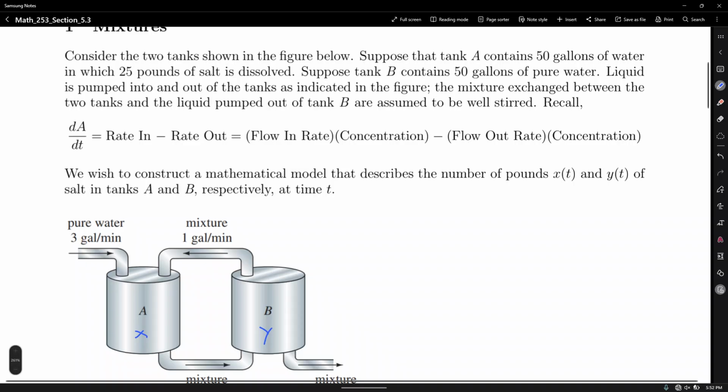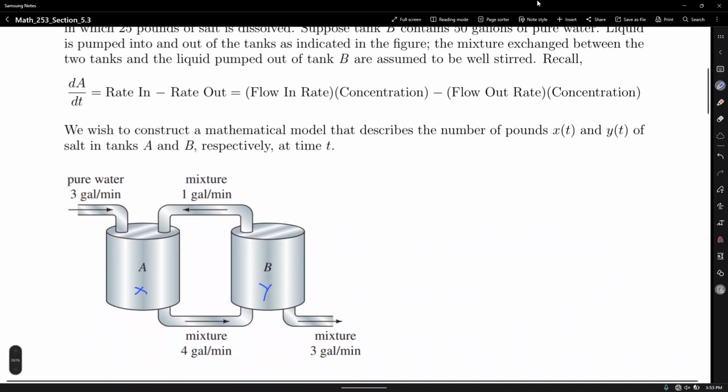Okay, so now we wish to construct a mathematical model that describes the number of pounds x as a function of time and y also as a function of time of salt in tanks A and B respectively at time t. Okay, what do we do here? Let's have a look at the situation. So for A, what's happening at A? dx/dt equals, okay, what's coming in? Okay, in.